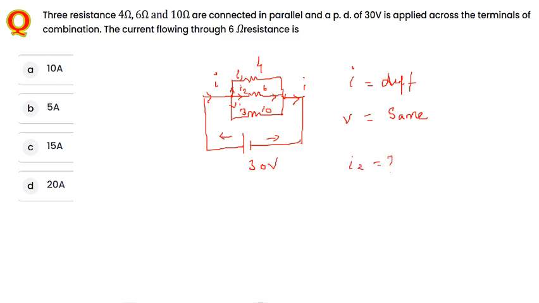In the last line, just go through it: the current flowing through the 6 ohm resistance. They are asking for the 6 ohm resistance here. So according to Ohm's law, V is equal to I into R. From here, I is equal to V divided by R. Already they have given the potential as 30 volt, and the resistance as 6 ohm. So the answer here is 5 ampere. So this is the answer in this case.